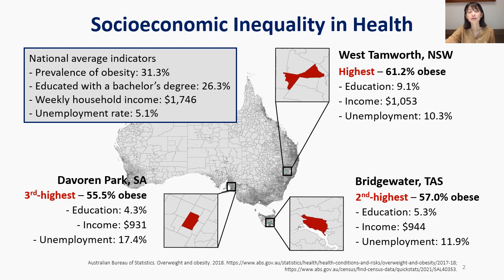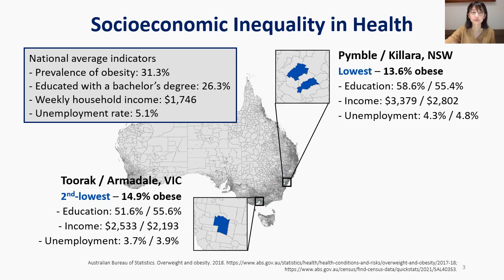In this figure, the three areas highlighted in red indicate the highest prevalence of obesity, 61% to 55%, which are far above the national average of 31%. The three areas shared some common characteristics. All of them showed below average levels of educated population and household income, as well as above average levels of unemployment. By contrast, a couple of areas are less likely to have obesity.